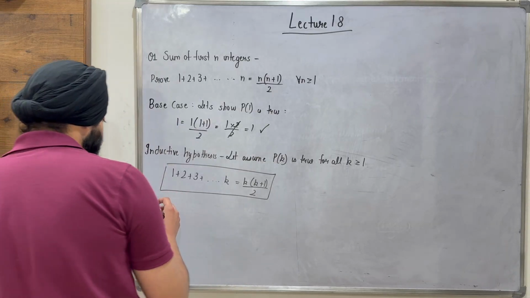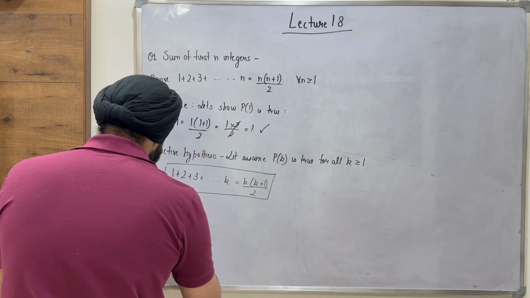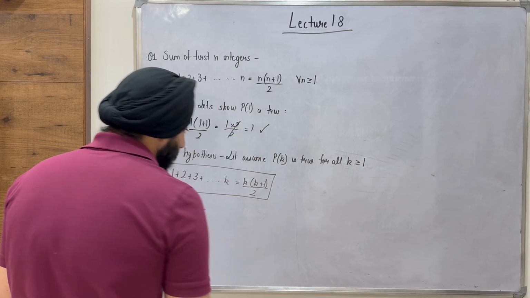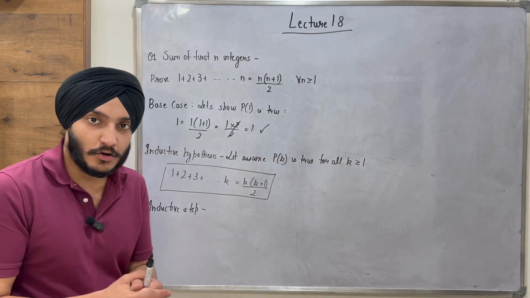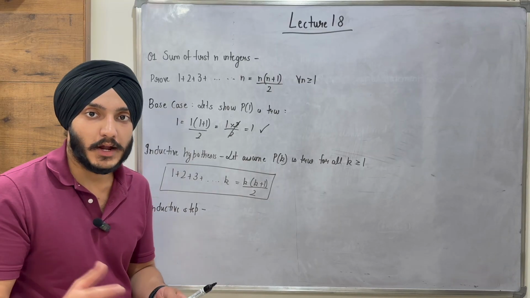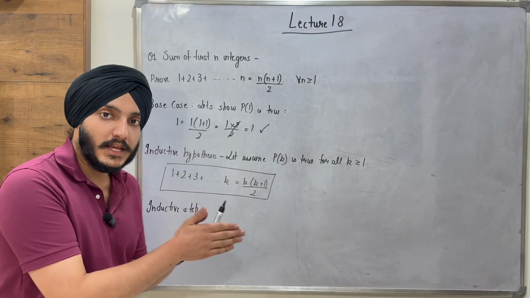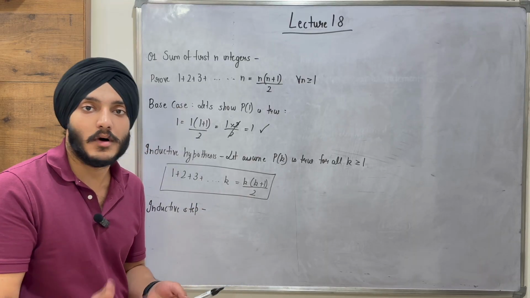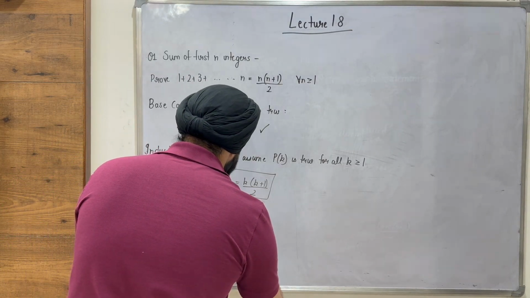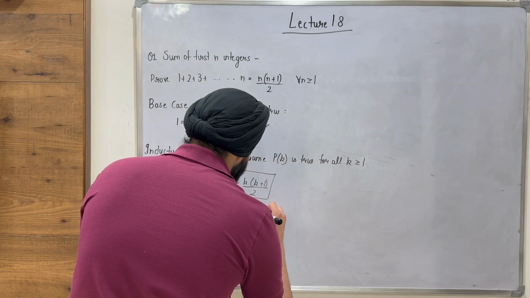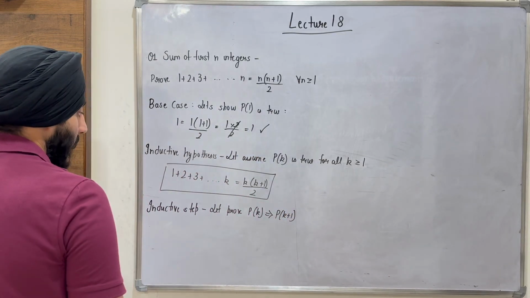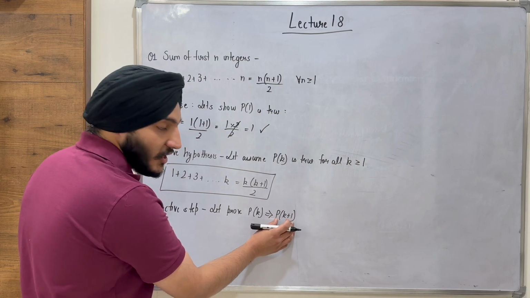Now, let's try to understand the third step, which is the most important one in this case, the inductive step. In the inductive step, I'm supposed to prove that the statement is true for all the values k plus 1. So if P of k is true, then it implies that P of k plus 1 is also true. So let's prove P of k implies P of k plus 1. Now, what would be the representation of this equation?